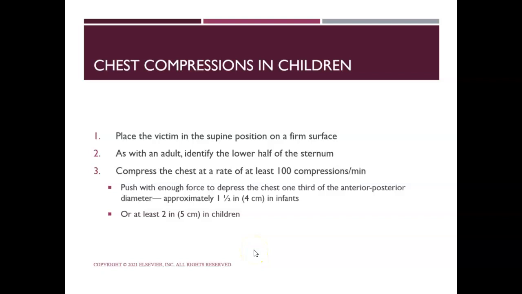Okay, so just some slight variations when you're talking about chest compressions in children. With children, you want to make sure, again, supine, so on their back on a firm surface. You want to identify the lower half of the sternum again. With children, your compression rate should be at least 100 beats per minute, and you want to push hard enough so that you see about 1/3 of that anterior posterior diameter. So you want to compress like 1/3 of the chest in. So that's usually about an inch and a half in infants, and about at least 2 inches in children.